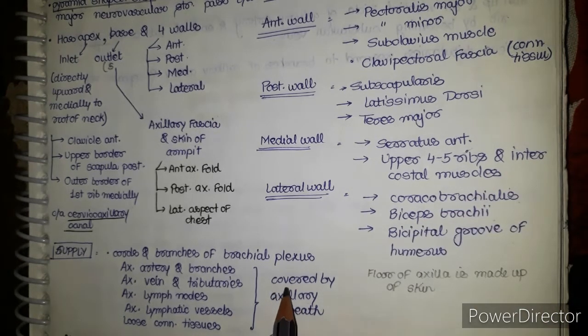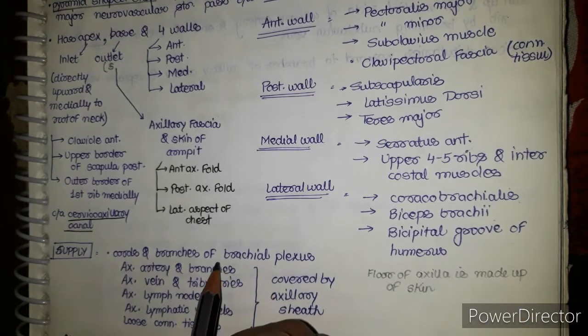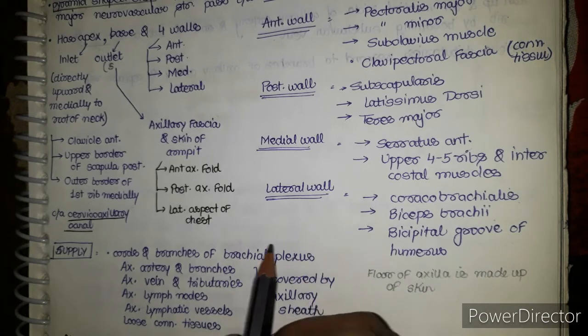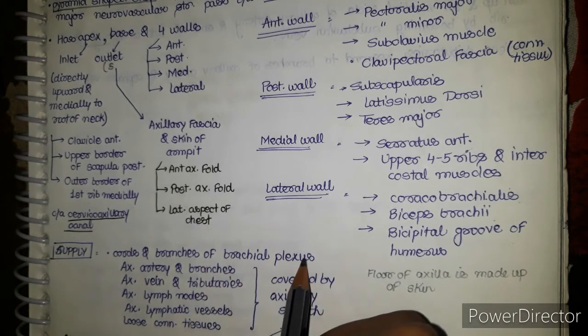Okay, so these are bound in the axillary sheath. So what are these structures? These are cords and branches of brachial plexus. Brachial plexus is the combination, or you can say collection of nerves which basically innervate the upper limb.